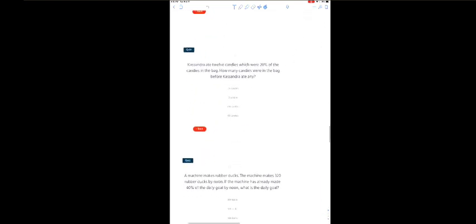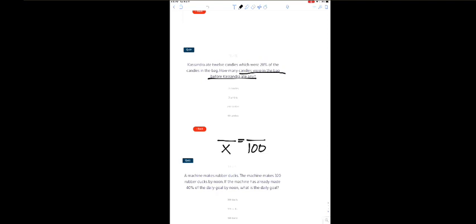Can you erase this to make some space? Let's keep going. Number 13. Cassandra ate 12 candies, which were 20% of the candies in the bag. How many candies were in the bag before Cassandra ate any? Okay. Here, it's asking us for candies that were in the bag before Cassandra ate any, which means the total, because nothing was taken away. So we're looking for the whole, which is here.